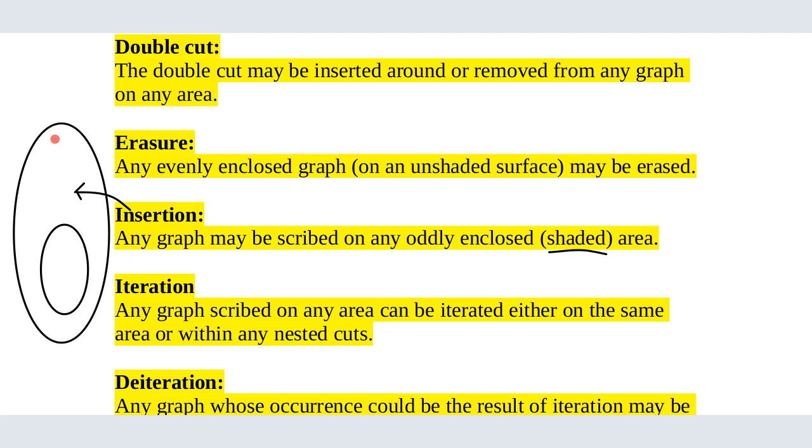So this would be 1 over here. That's an odd number, right? So 0, 1, 2, that would be an oddly enclosed area. And when we say any graph, we mean any. Any graph may be scribed there. So anything you want, you can put in there. It doesn't matter. And so that's the rule of insertion.